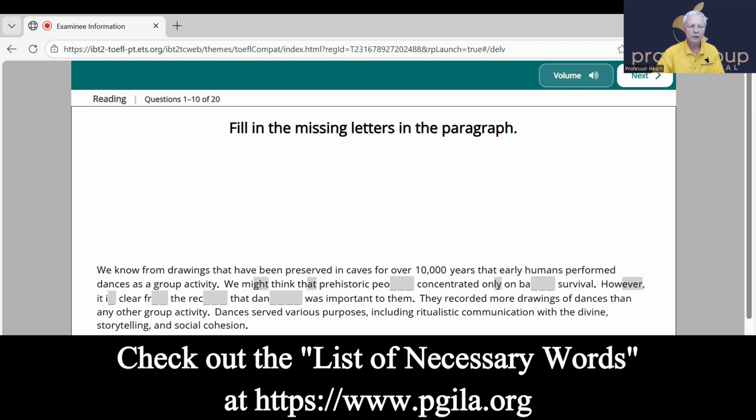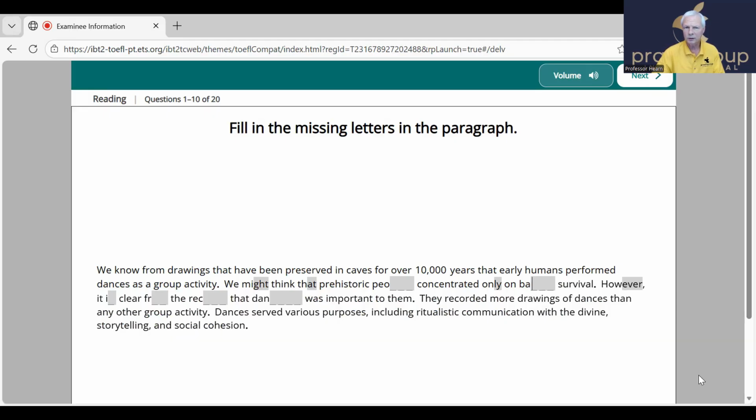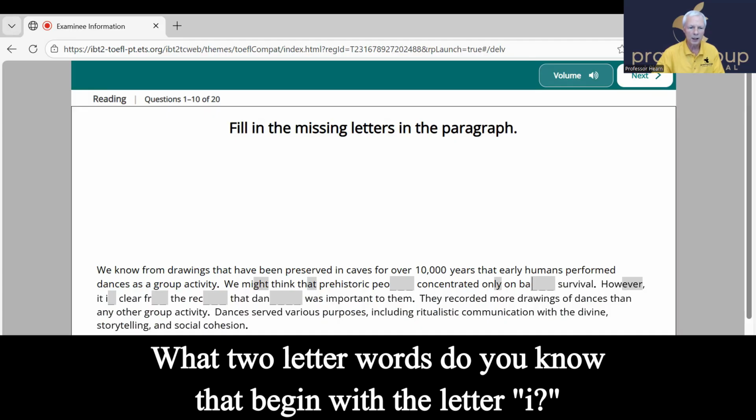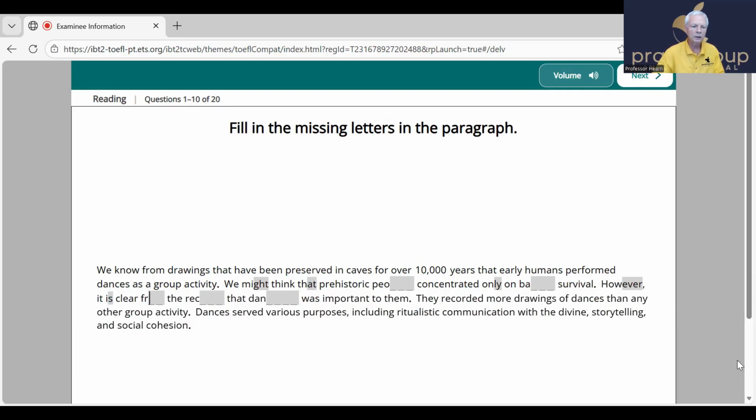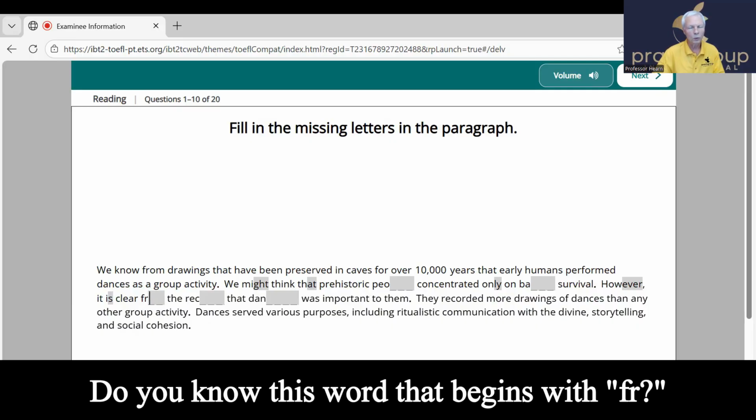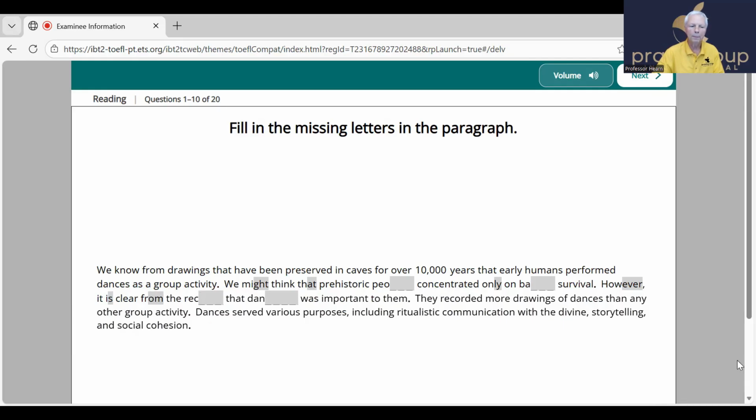However, what is this next word? It begins with an I. Well, it isn't going to be it, because we just used that word. Could it be in, is, if? What two-letter word begins with I that would go in this space? It, something clear. It is clear. FR. What word begins with FR that would fit in this space? From. It is clear from the something that something was important to them.